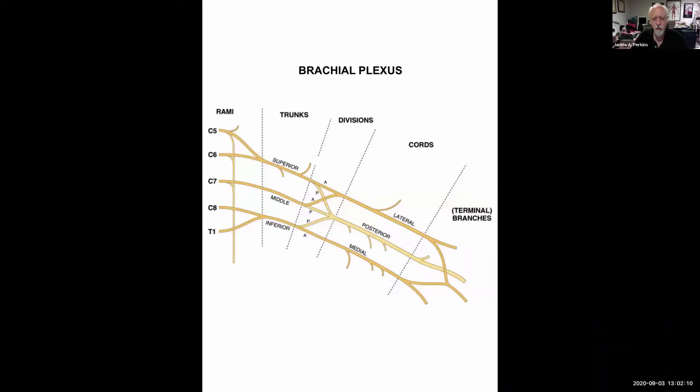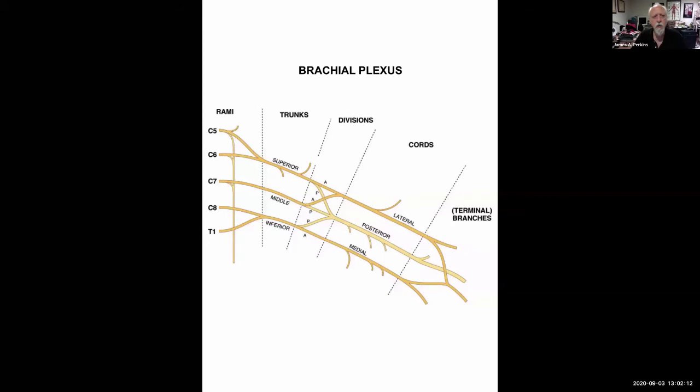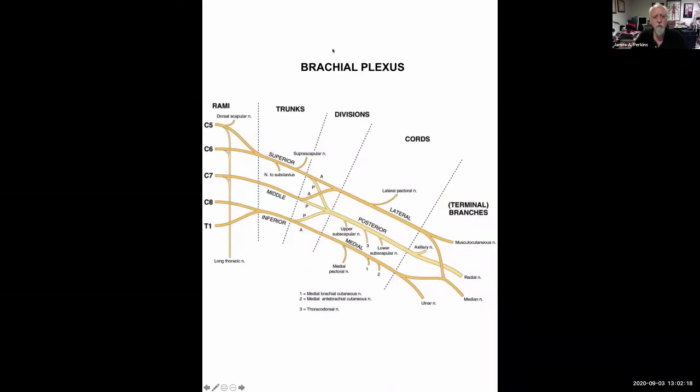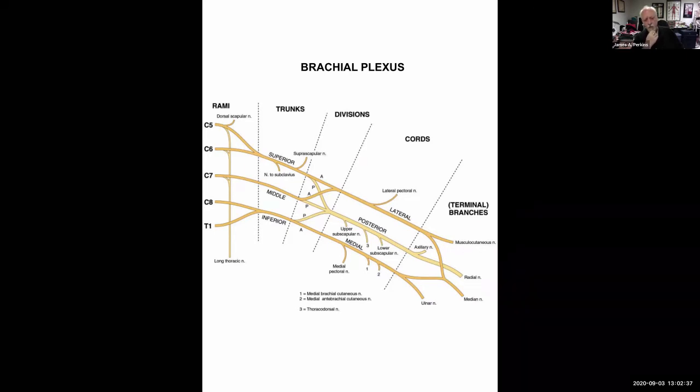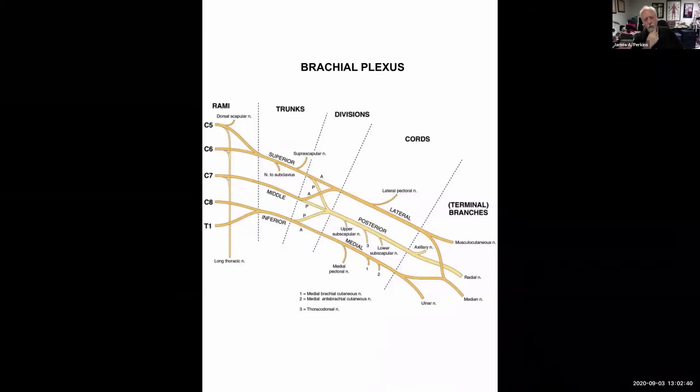So let's add some more detail on here. All right, there we go. So now you see that branching pattern of the brachial plexus along with the names of all of the branches. And you're going to be seeing most of these in lab today. And you should try to identify these in lab today. There are a few that you won't be able to see, and I'll describe those for you.